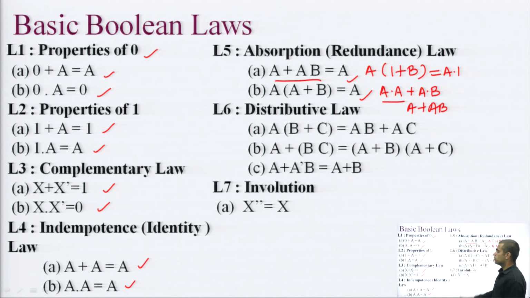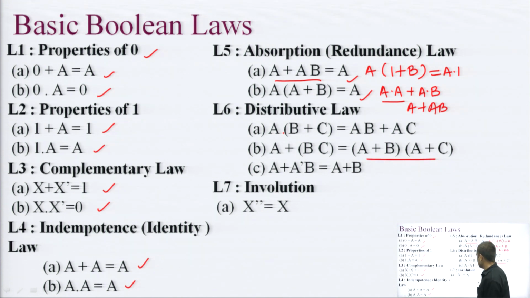Now, coming to the distributive law. Distributive law says that a into b plus c is equal to a b plus a c. Simply we have multiplied this a into b, a b, a into c, a c. Then a plus b c is equal to a plus b into a plus c. This thing can be proved also.